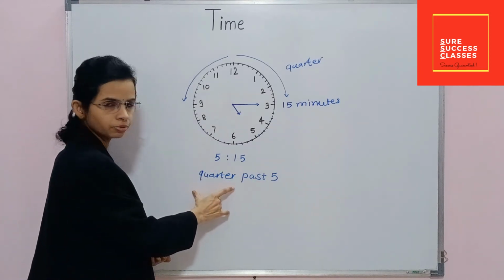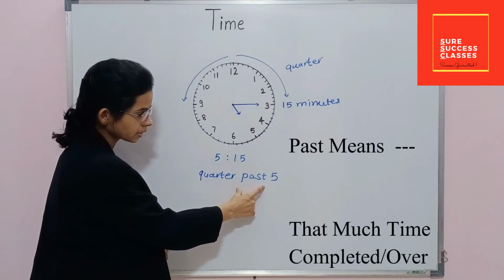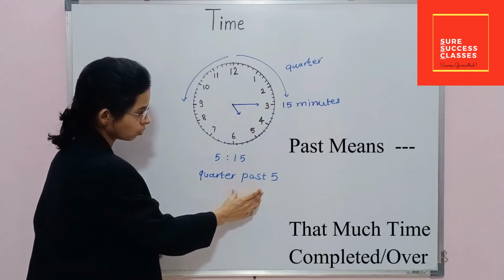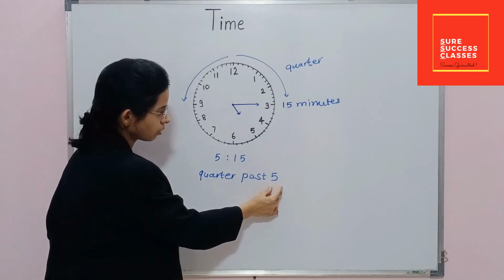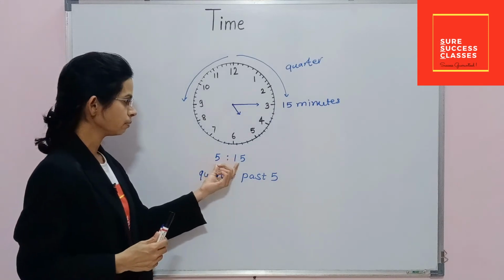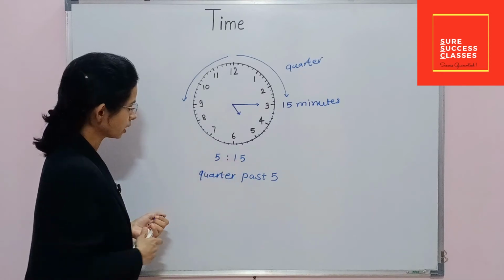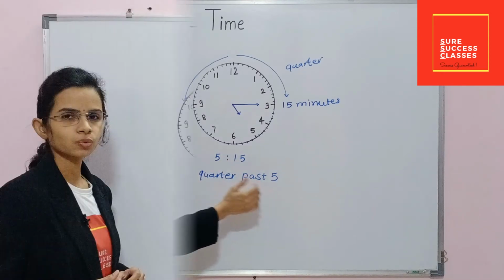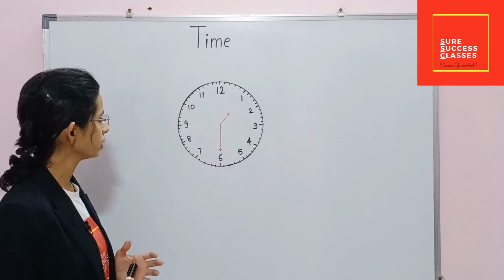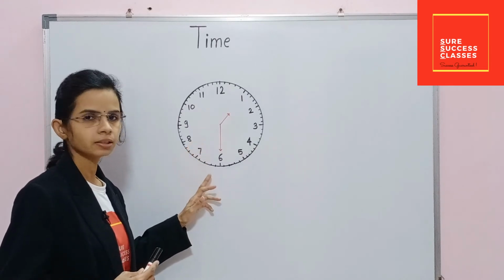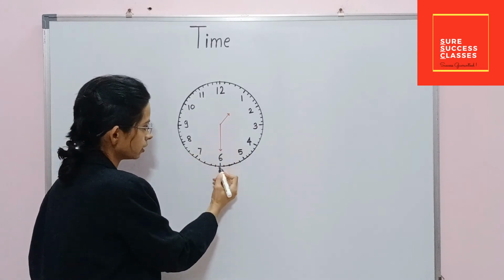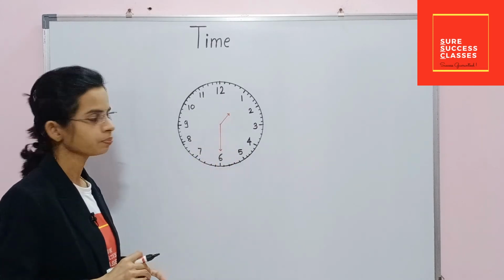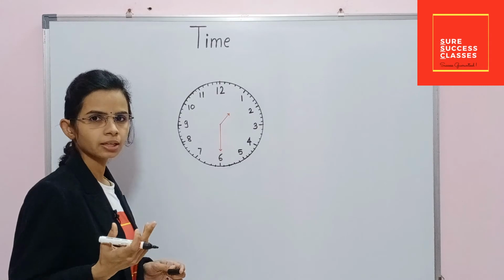Quarter means 15 minutes and past means completed or over after a particular hour, that is 5. Means the time 5:15, we can tell it as quarter past 5. Students, when the minute hand is exactly at 6, at that time we tell the time in this way.